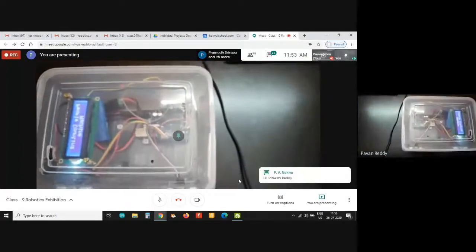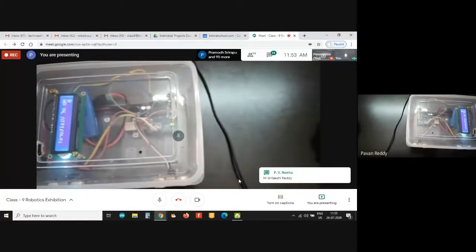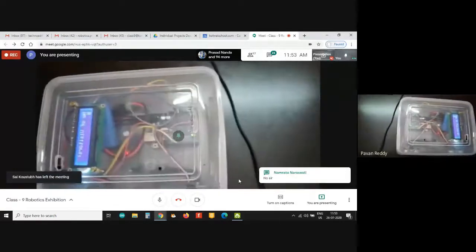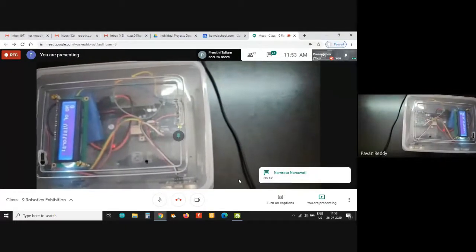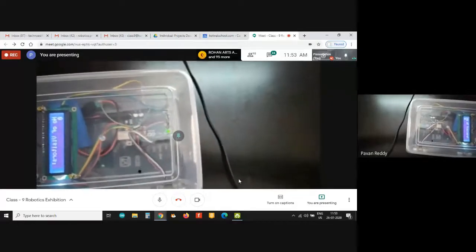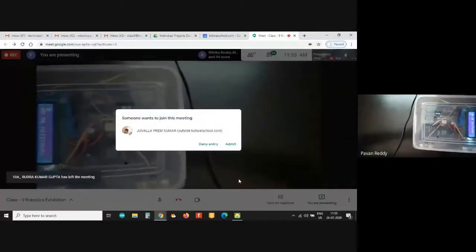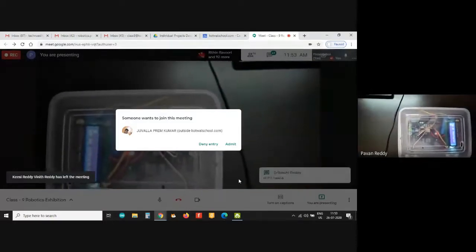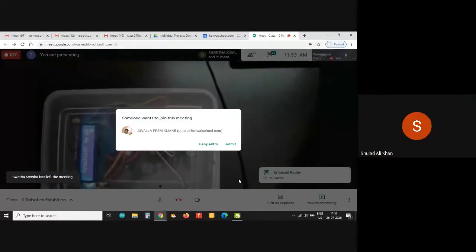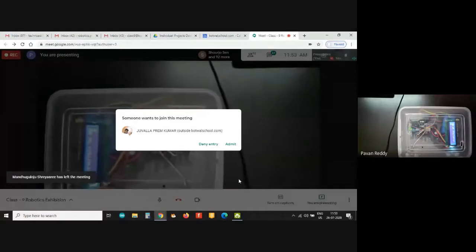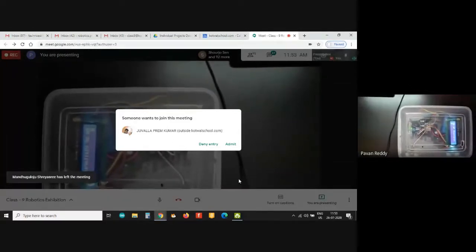Can you see the LCD and tell me what is being written there? Zero. Can you come this side? Okay. Can you all see what is being displayed on the LCD? So it shows the number of visitors is 0 at the moment.